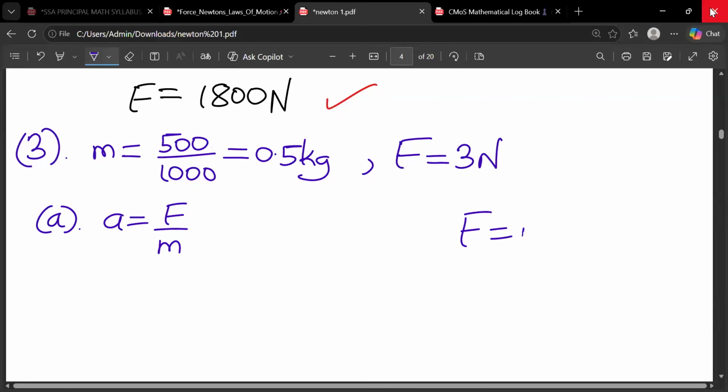Like you have F is equal to ma. You put this, then you get this. That can also work. Or you can make A the subject and then you have F over M. Okay? Then you proceed and say, okay, now A is needed. What is the force? The force is 3, and then over the mass, which is 0.5.